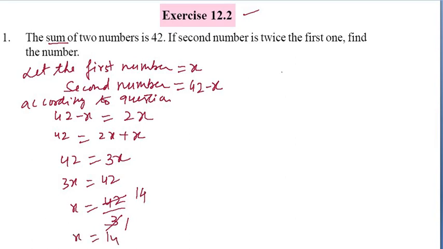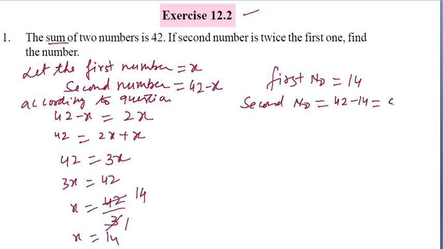So you can write here, first number will be equal to how much? 14. And the second number is equal to 42 minus 14. That means 12 minus 4 is 8, and here 3 minus 1 is 2. So that will be your answers.